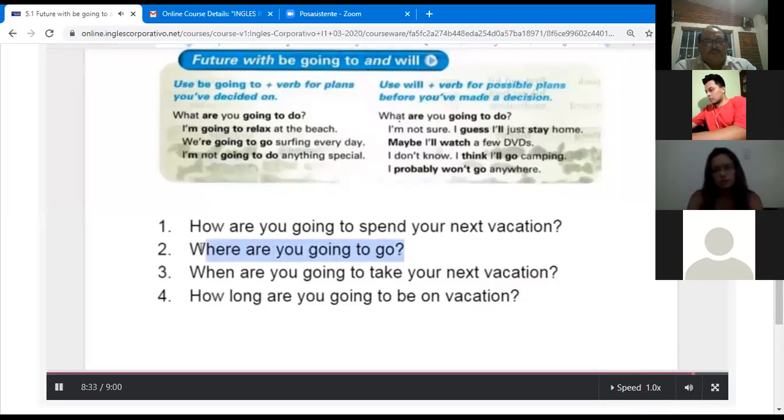So if you're sure about it, then you're going to use the expressions towards the left. You're going to use be going to plus whatever complement that exists. So you're going to use, I'm going to go to Europe. All right, that could be your plan. But if you don't know, you haven't decided on, I'm not sure of where I'm going to go. I guess I'll travel, but I don't know where. And so you'll use the expressions towards the right side of this chart.